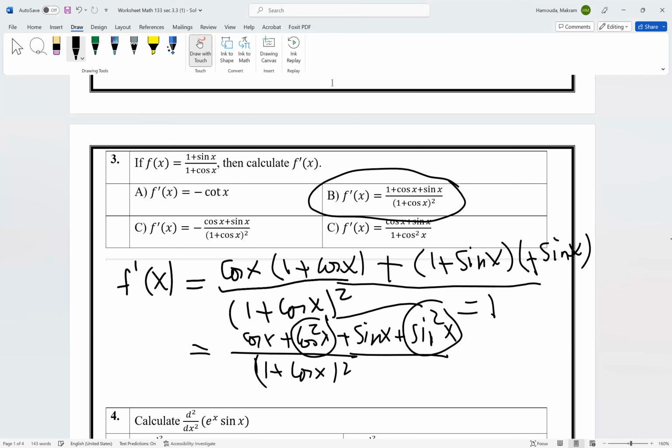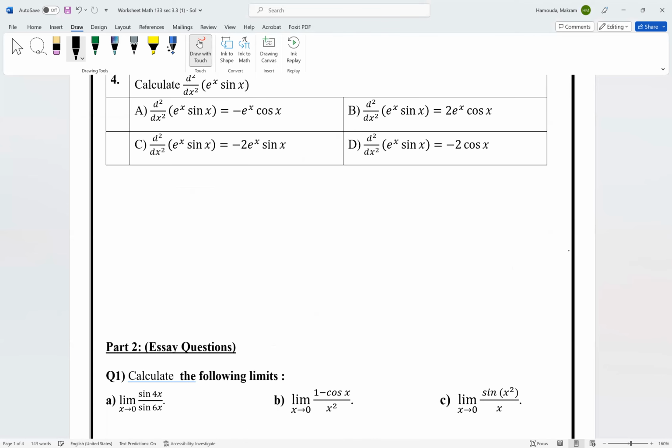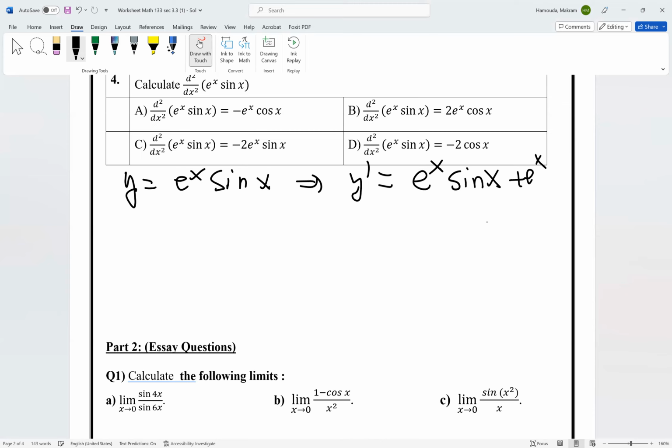Okay, now next to go to MCQ number 4. We want to calculate the second derivative of the function e^x sine x. So let's say y is equal to e^x sine x. Then the first derivative y prime is equal, this is the product rule. So e^x derivative, it's the same, and multiplied by sine x without derivative plus e^x, the derivative of sine, which is cosine. So in total, I will have e^x times sine plus cosine.